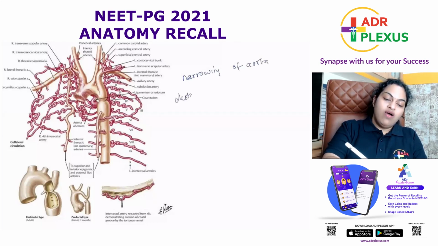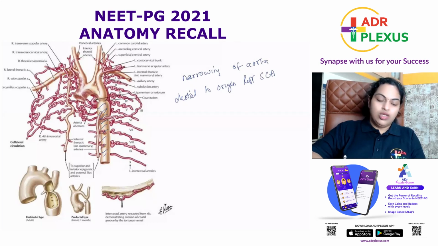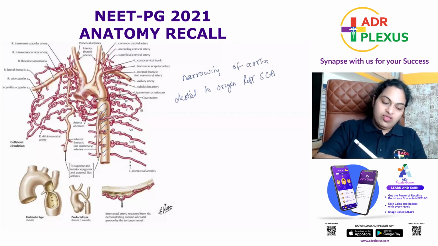Distal to the origin of the left subclavian artery. Okay. So the blood supply to the lower part of the body is compromised. That's the reason why the pulse in the lower limb and the blood pressure in the lower limb is low. Okay. Now what happens normally?